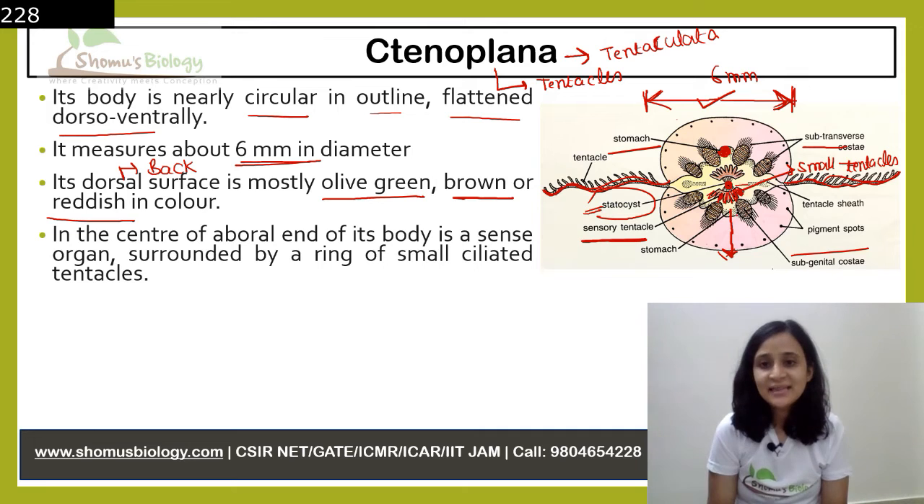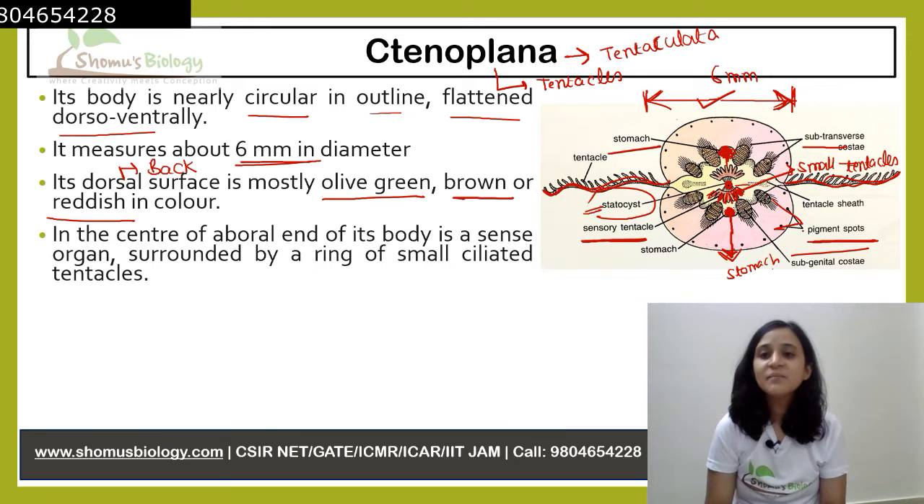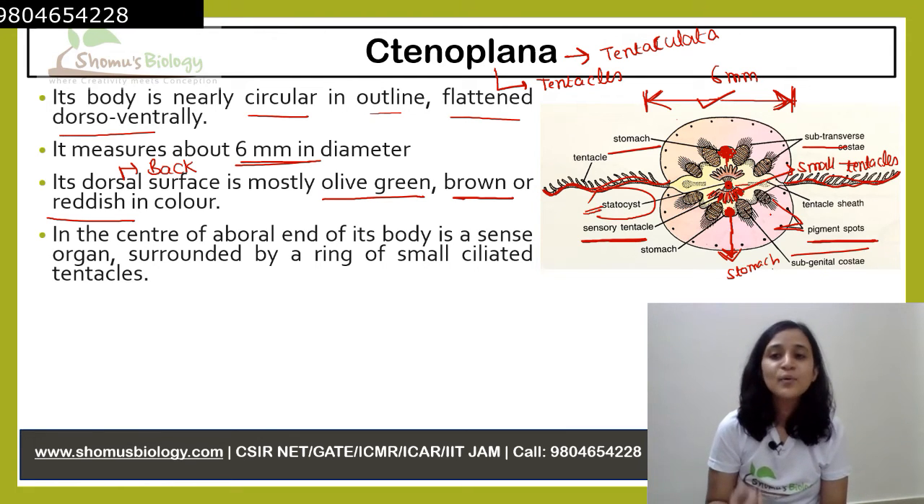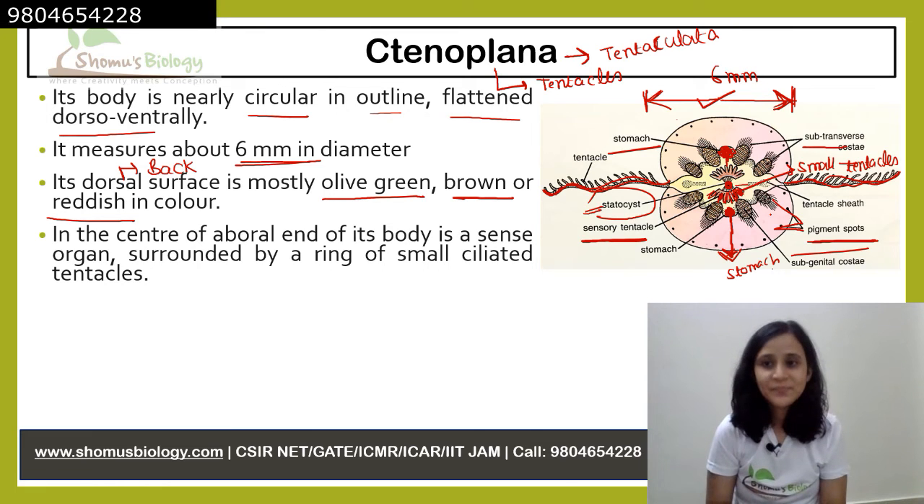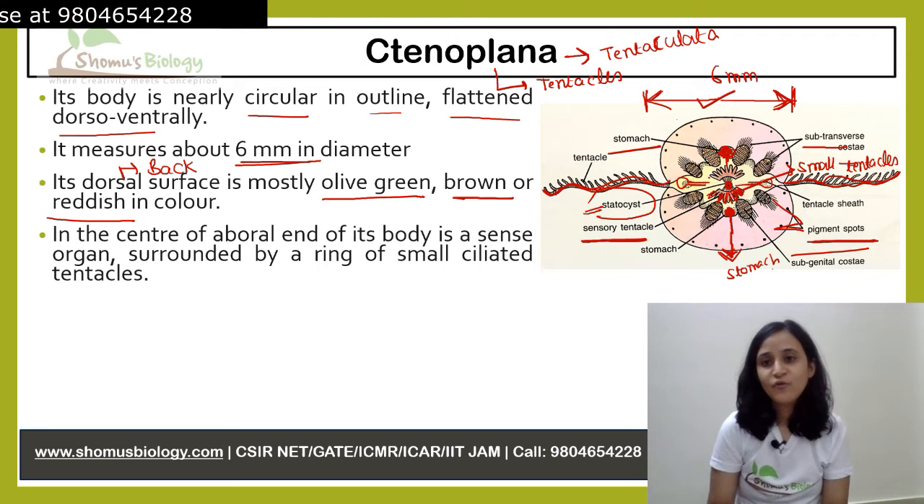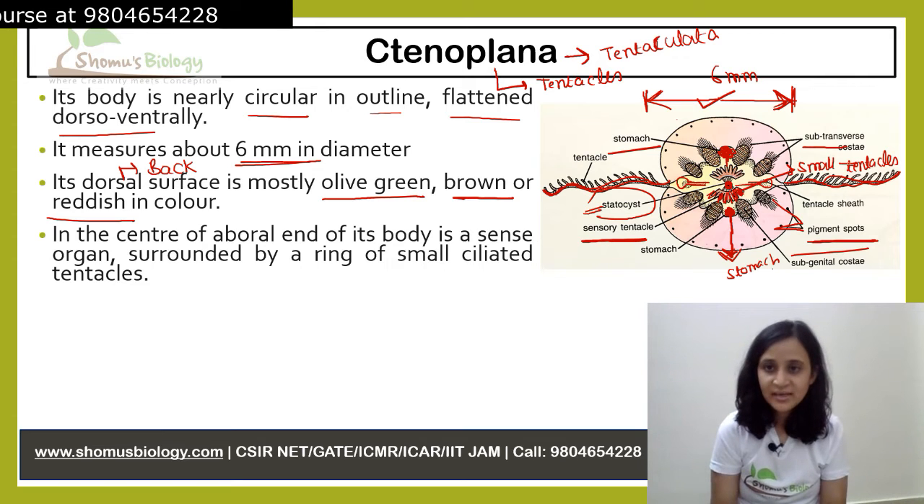Okay, and then they have the stomach here. So this is the stomach portion that I have already mentioned. This total portion is the stomach portion, and they have some pigment spots, and as they have some pigment spots, they produce colors of their body, and they have the tentacle sheath. So here we can find two such tentacle sheaths, and from those the tentacles are arising, right?